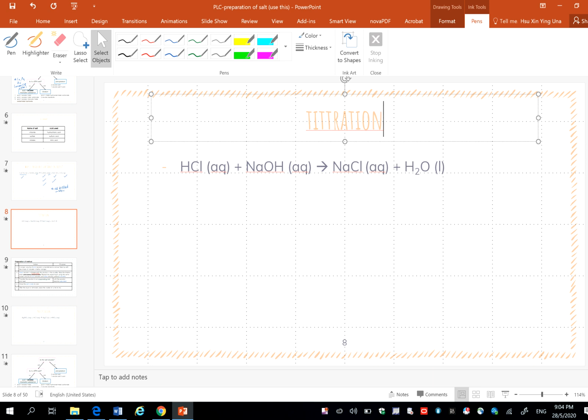Then after that I can crystallize, or I choose to evaporate it to dryness to collect my salt. Depending on the nature of the salt, whether it is thermally stable, you can decide whether to use evaporation to dryness. So for titration I need to do the experiment 2 times.